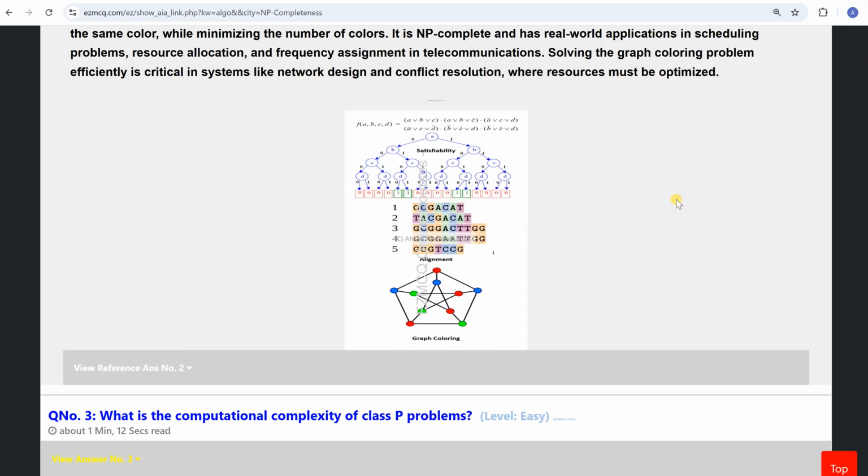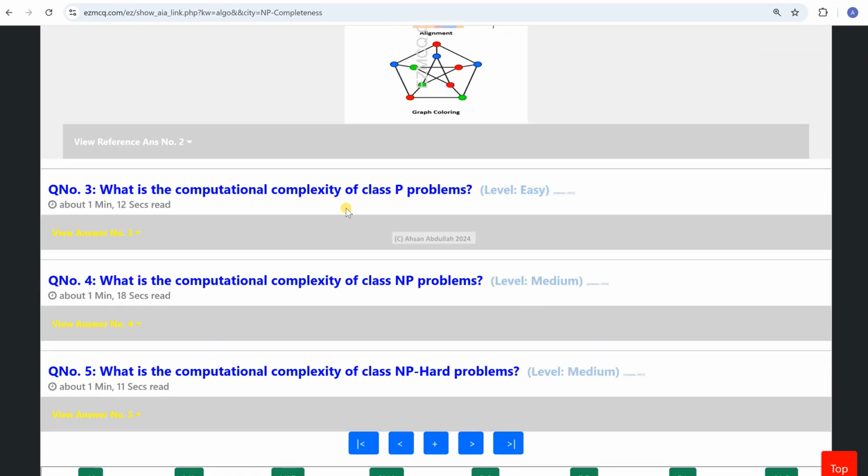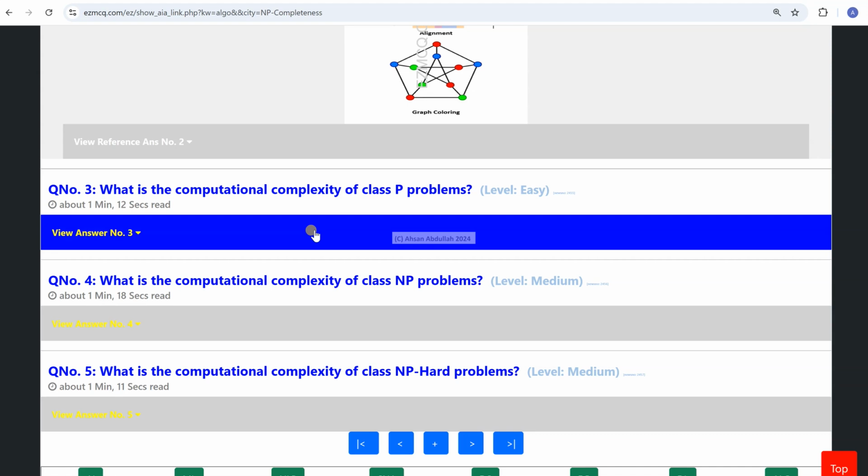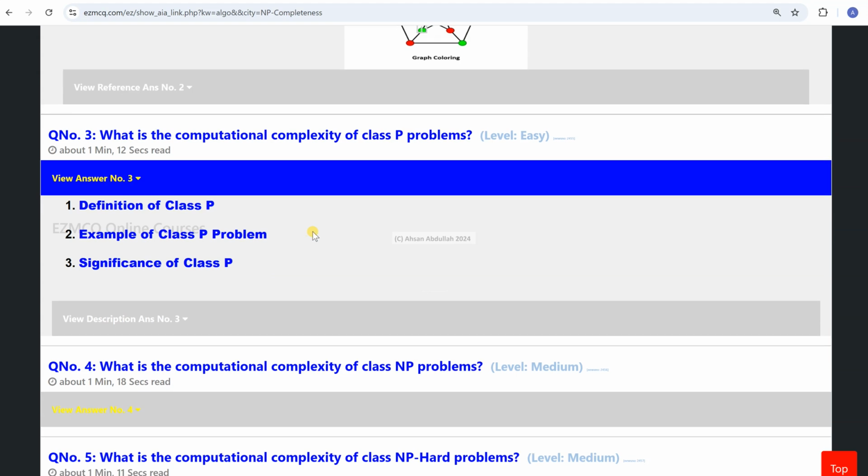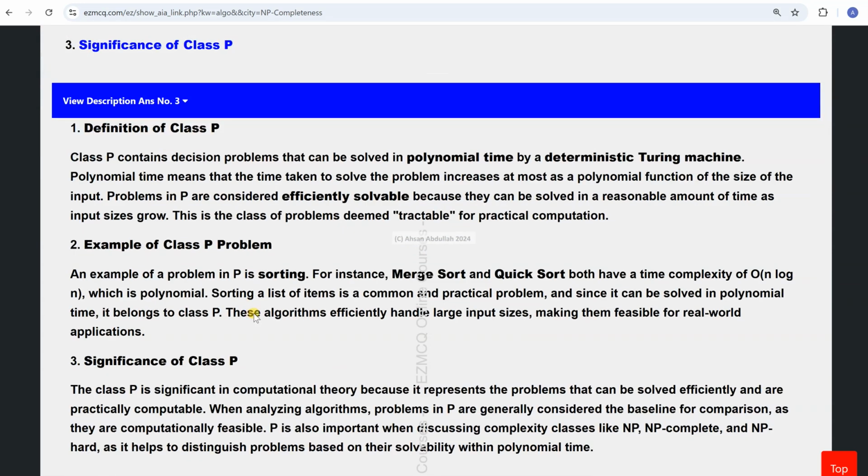Okay. So what is the computational complexity class P? We have P problems, we have NP problems, we have NP hard problems, and then we have NP complete problems. The class of P problems is polynomial; P stands for polynomial solvable. That's the definition. Examples of class P problems are sorting, searching, binary search, hashing. The significance of class P problems I will discuss. The class P problems are those which can be solved in polynomial time by a deterministic Turing machine.